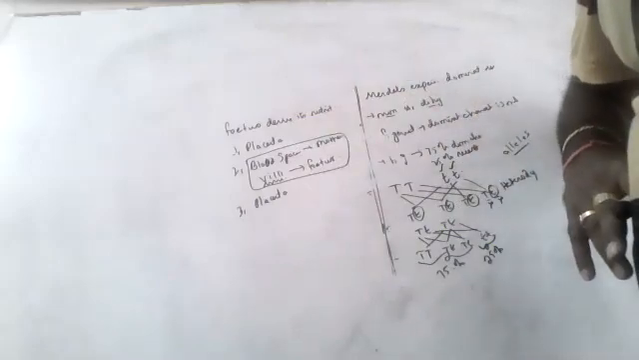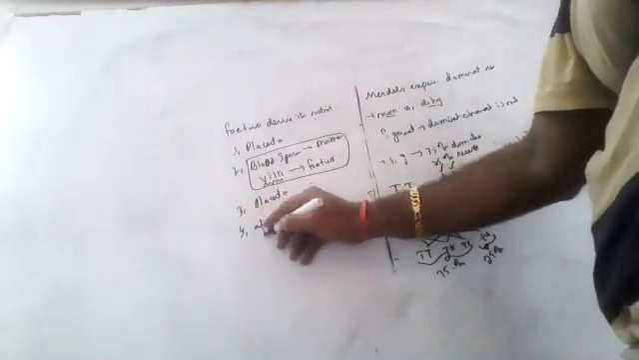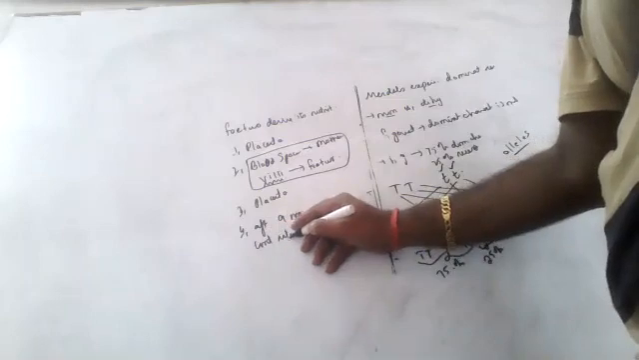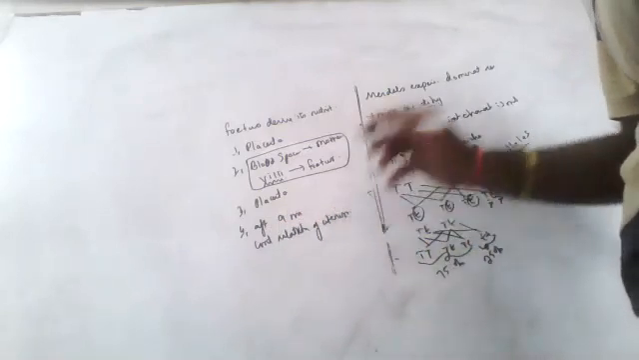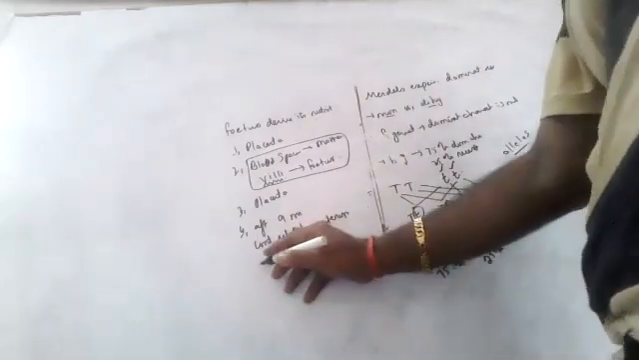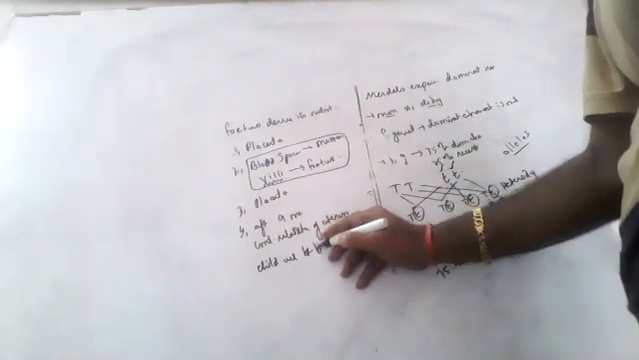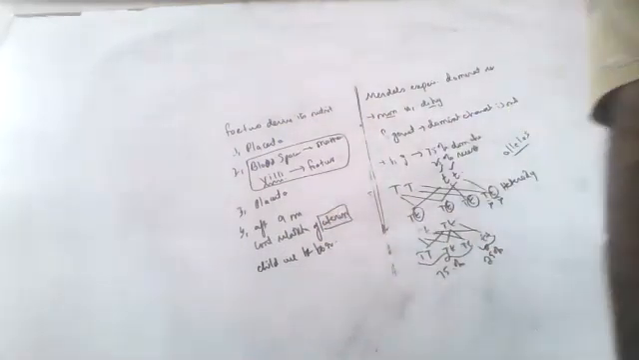Next, how does the birth of the child take place? After 9 months, contraction and relaxation of the uterus occurs. As a result, the child will be born.